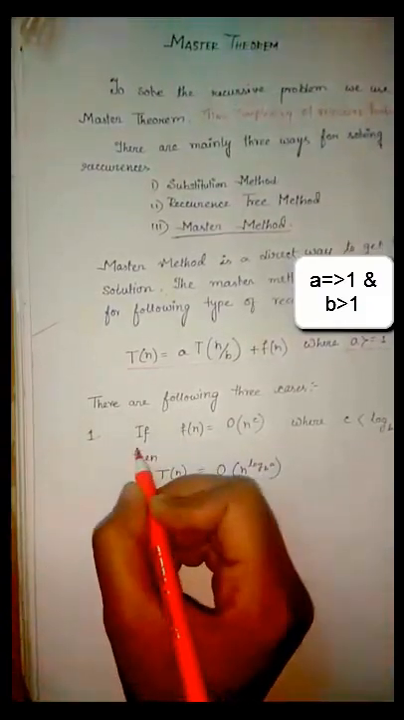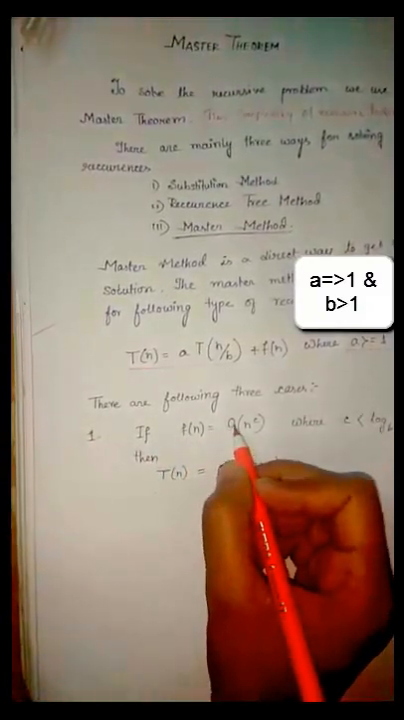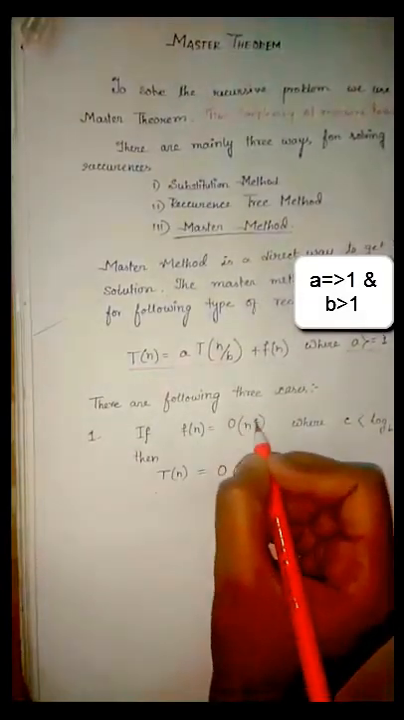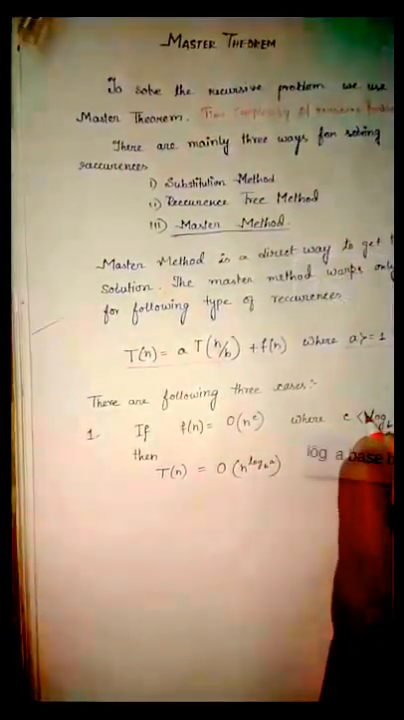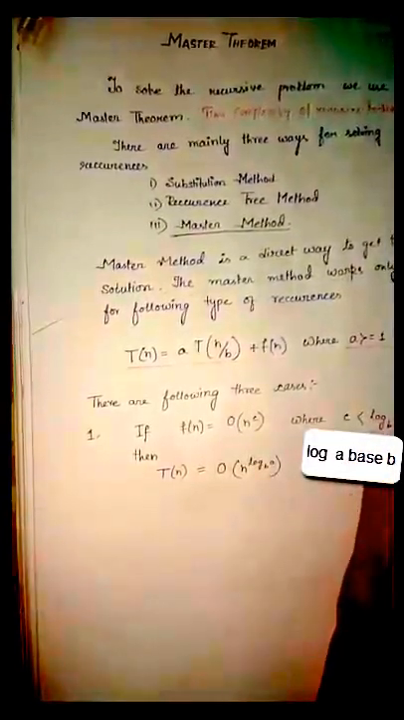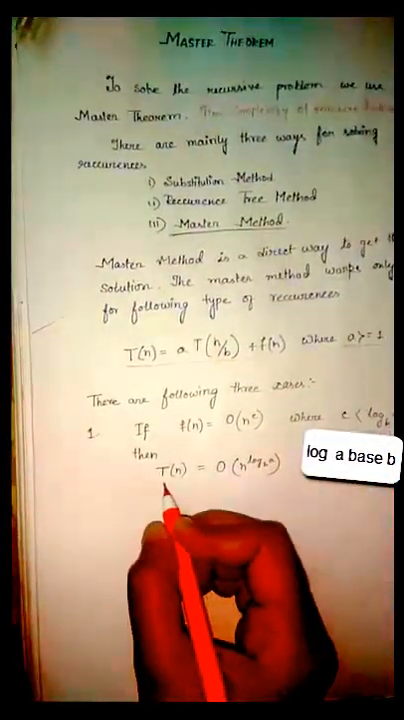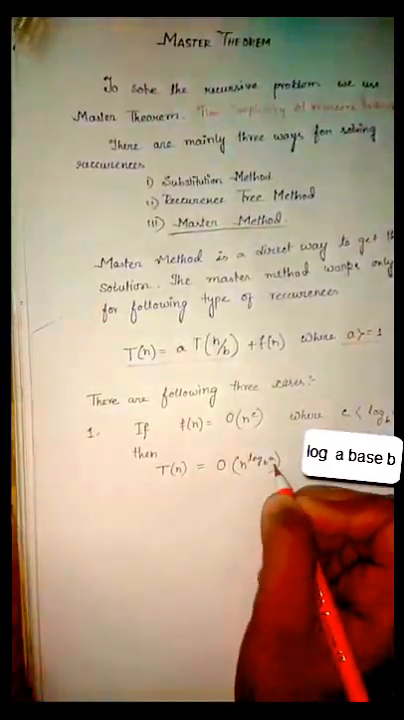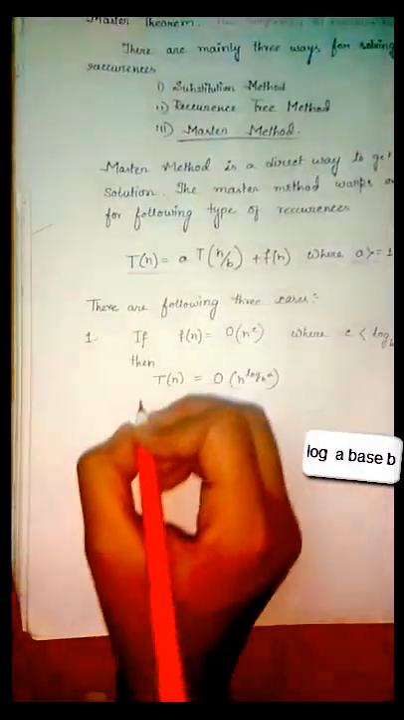First case: if f of n is equal to big O of n to the power c, where c is less than log of a base b, then T of n is equal to big O of n to the power log of a base b. Let's take an example.